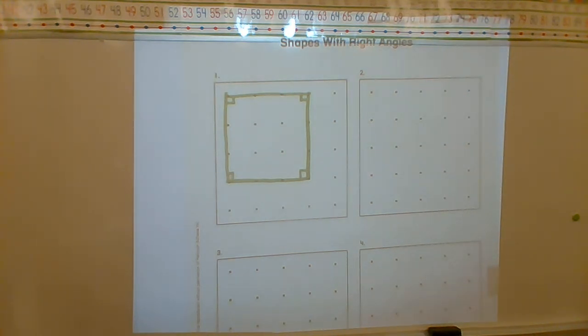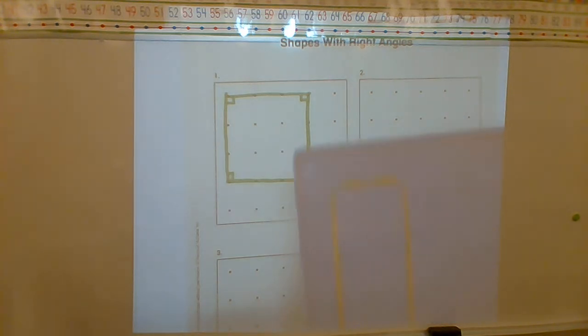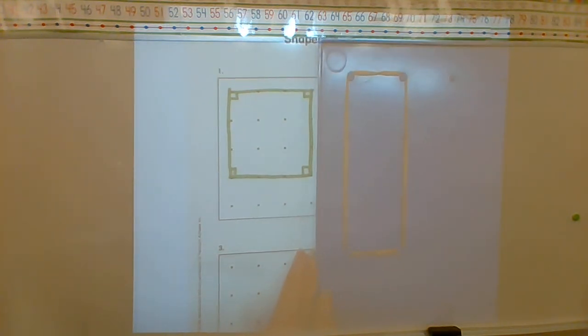Can you make a rectangle on the geoboard? You can draw one. I'll show you one if you are wondering. Remember, long sides, and what are those called? Woo, woo, train tracks. Who remembers? That's right, parallel, parallel. It has 2 parallel lines and 2 more parallel lines.